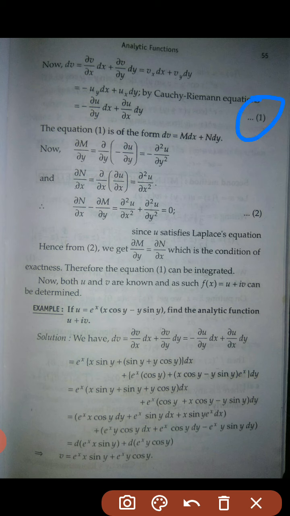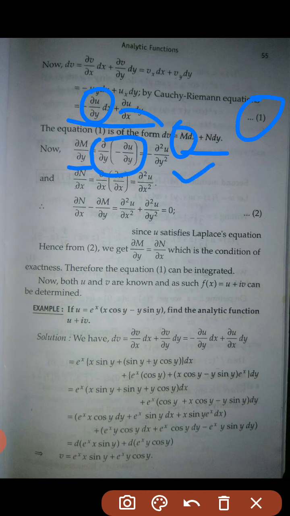From equation number 1, we see that this is an equation of the form M dx plus N dy, which is an exact differential equation. So first we find del M by del y. Comparing the two expressions, we get M equals minus del u by del y. So del M by del y equals del by del y of minus del u by del y, and by partial differentiation we get minus del 2u by del y2.